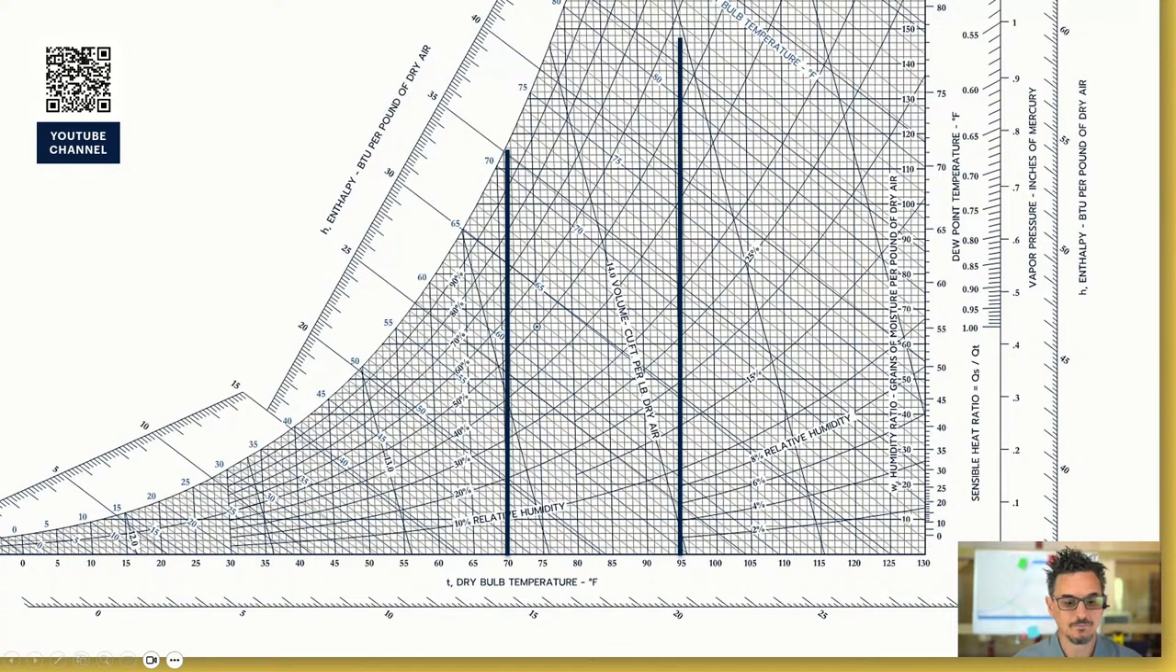So now let's do an example of some wet bulb conditions. So if you can find 70 degree wet bulb, remember the wet bulbs run on the curves here.